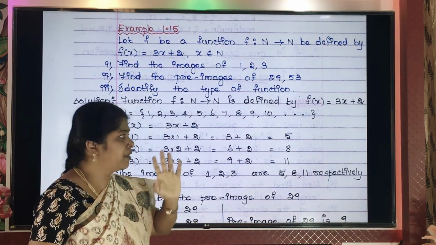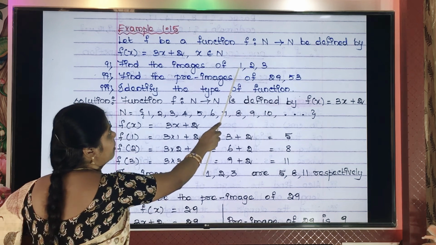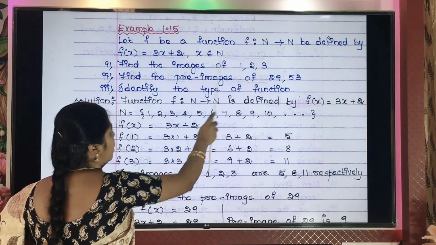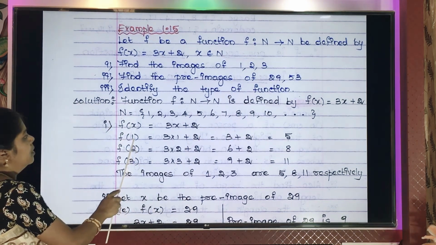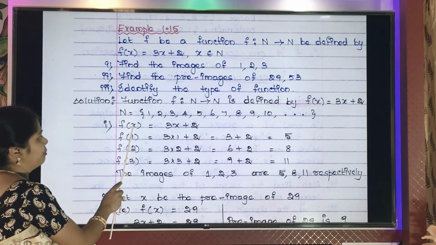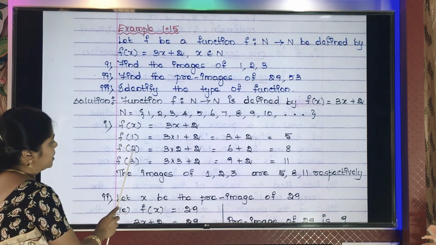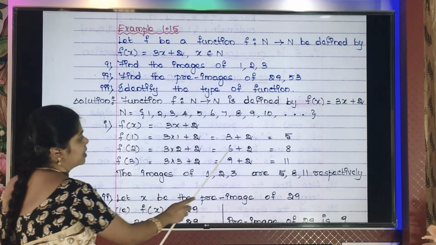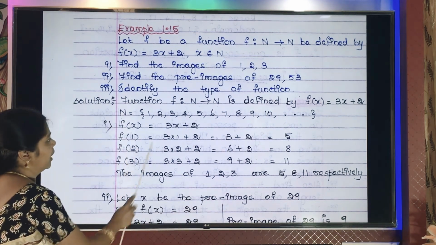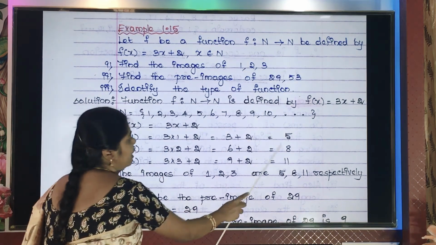So let me start from 1, and moreover we want the image for 1, 2 and 3. So I am writing 1 here. You substitute 1 in the place of x. 3 into 1 plus 2, 3 plus 2 is 5. Next 2, 3 into 2 plus 2, 6 plus 2 is 8. Next 3, 3 into 3 plus 2, 9 plus 2, 11.